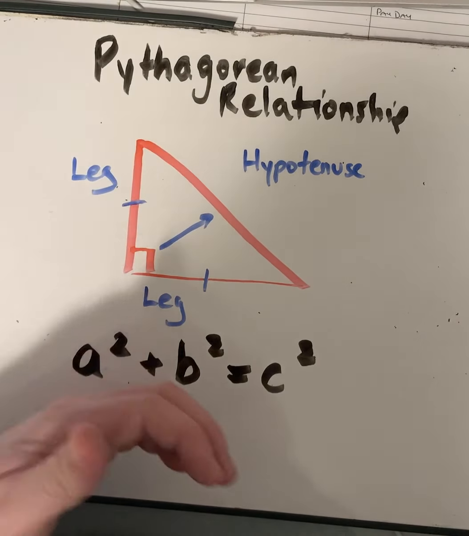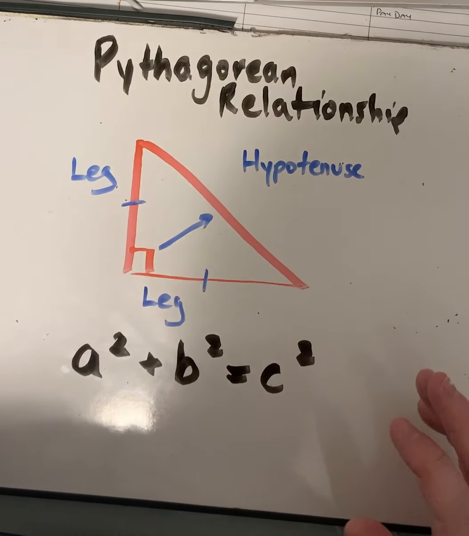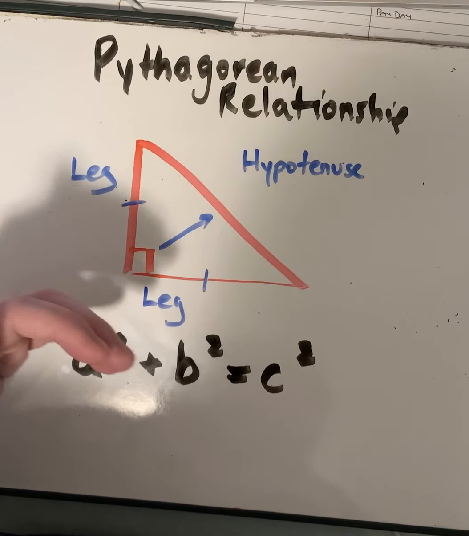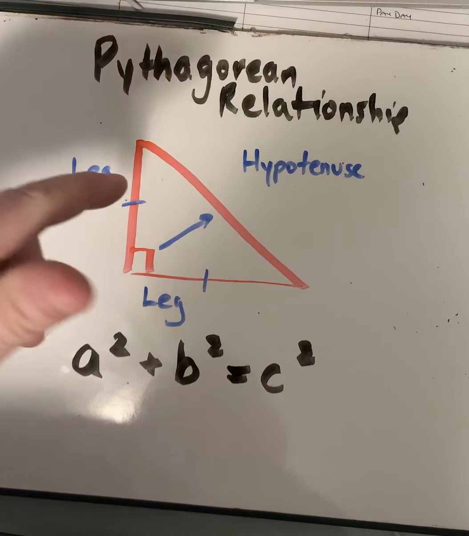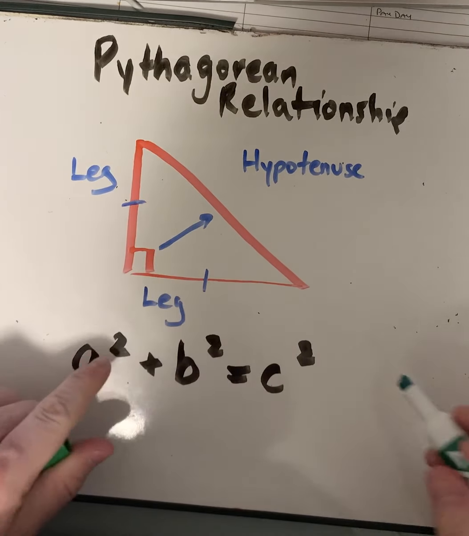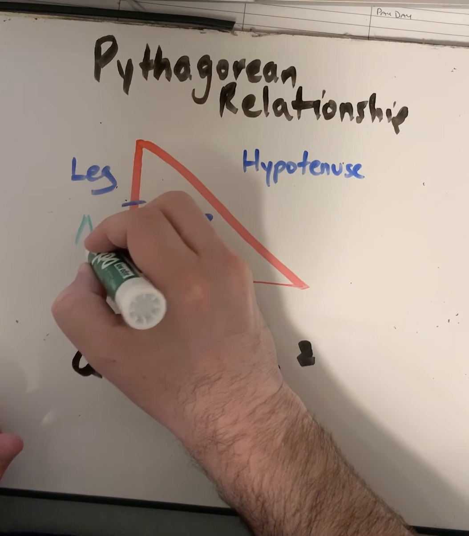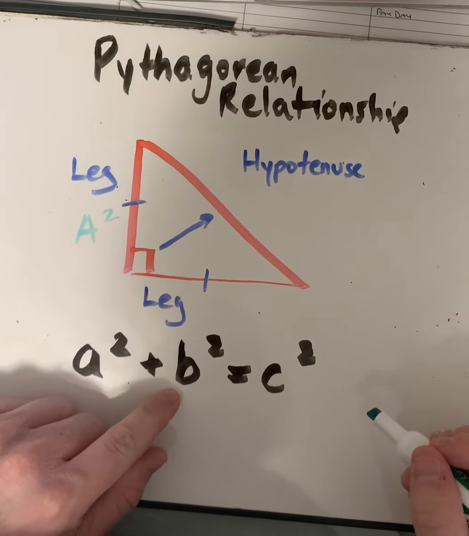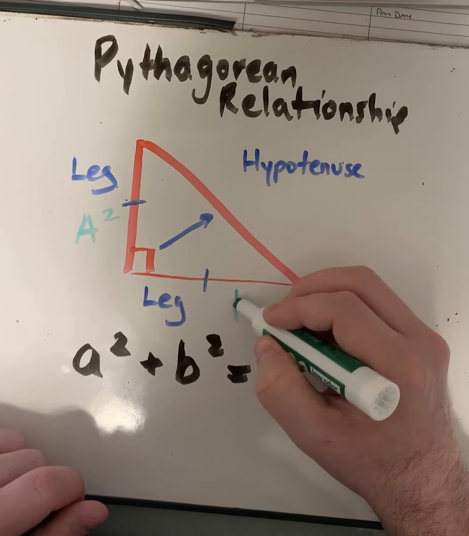Now you're probably wondering, okay, that's great. It looks like a beautiful formula. What does that mean? Well, when we look back at our triangle and we look back at our legs, we will start labeling them. So we know that a squared is going to be leg number 1. B squared is going to be leg number 2.